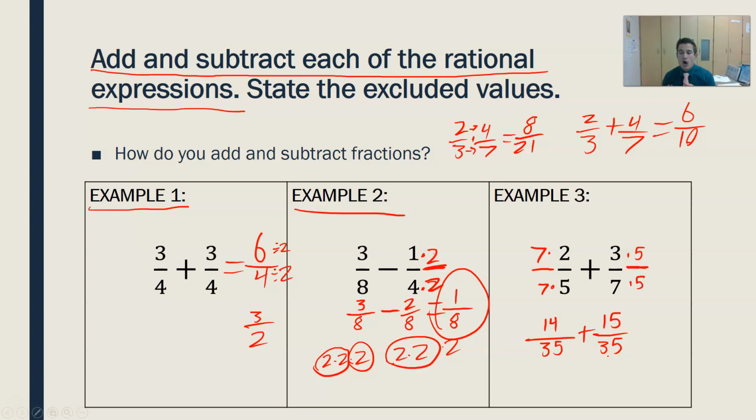Now I have a common denominator, and since I have a common denominator, I can add these straight across. The 35 in the bottom doesn't change. 14 plus 15 is 29. So my answer is 29/35, or 29 over 35. So that's how I add and subtract fractions if I just have the numbers. I find the factors that I need to include in order to create a common denominator. I get that common denominator, and then I add the tops.